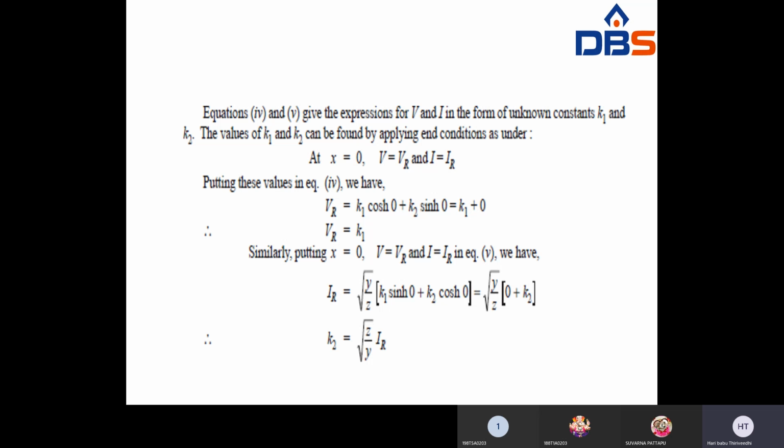To find K1 and K2, we have to apply the initial conditions. At x equal to 0 there is no distance. Looking at the diagram, if there is no distance, Vs is equal to Vr, since there are no losses. The sending end voltage is equal to the receiving end voltage. So at x equal to 0, V is equal to Vr and I is equal to Ir. Substituting these conditions in the above equation, we get the K1 and K2 values. K1 is equal to Vr, K2 is equal to root Z by Z times Ir, right?